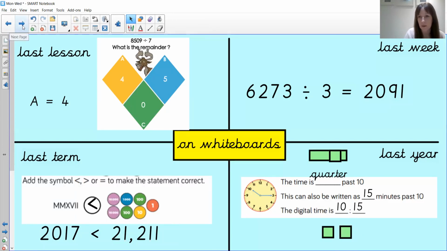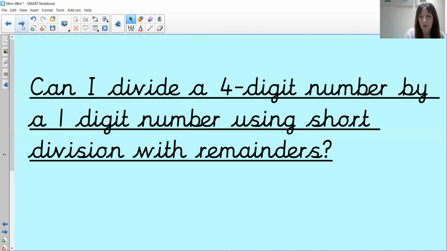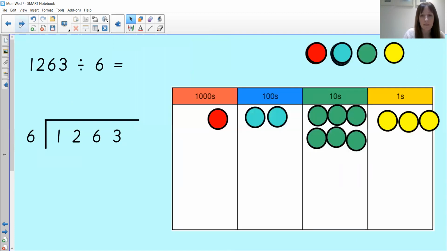So let's start with our learning for today. We are finishing our lessons on short division today. So we're going to be consolidating what we've learned over the last few weeks. And again, today we're going to be working with remainders. So let's have a look at this question together first of all. So I've got my formal written method and I've got my place value counters to start us off today, so we can see what we're doing at each step.